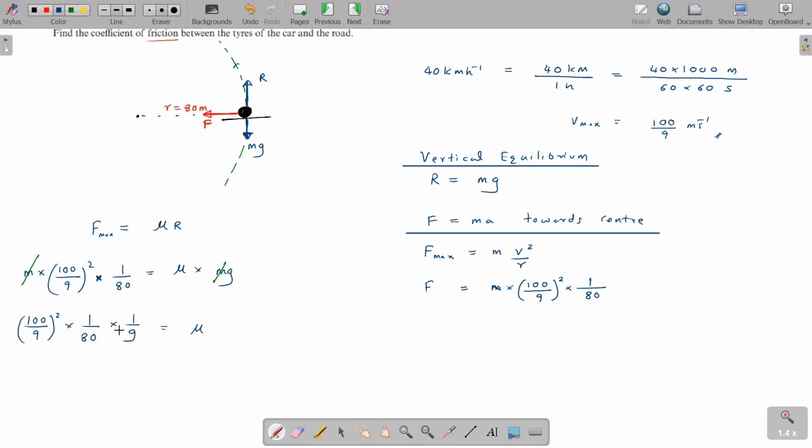G is 9.8. Remember, whenever you use g as 9.8, you normally give the answer either to 2 SF or 3 SF. Okay, so let's get the answer. Correct to 3 SF, the mu value will be 0.157. So this is your mu answer. I hope this is clear to everyone.